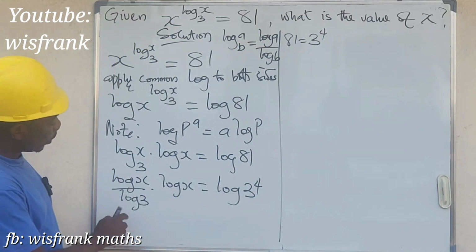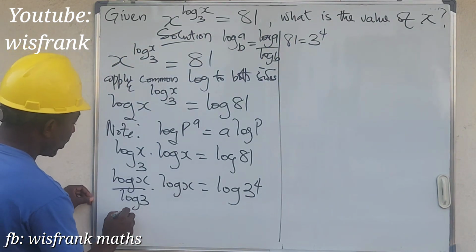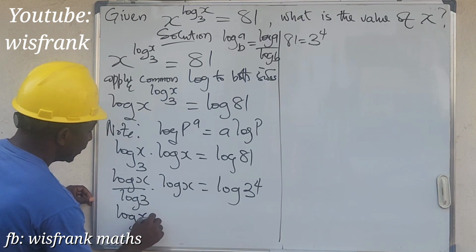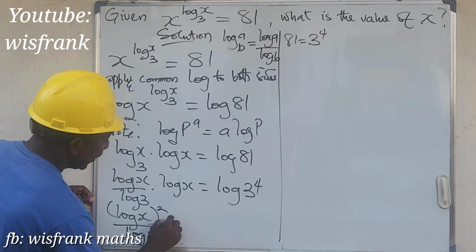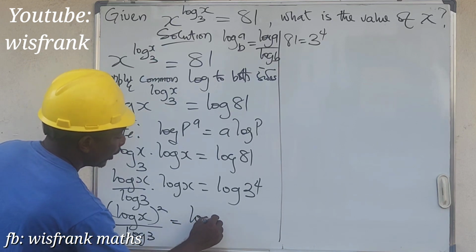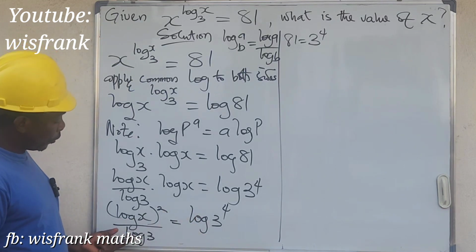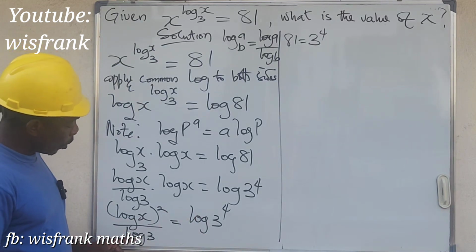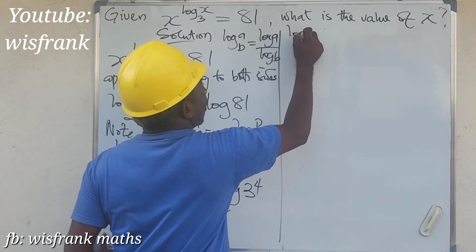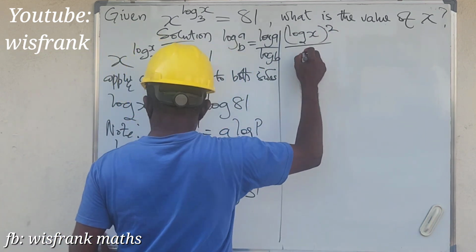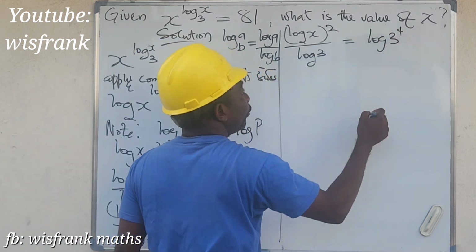So here we have this. We can see that we have log x times log x here, so we can multiply it out. We have (log x) all to the power of 2 all over log 3 equals log 3 to the power of 4. So this is what we have. Now we can move over to the other side. As we said, we have (log x) to the power of 2 all over log 3 equals log 3 to the power of 4.